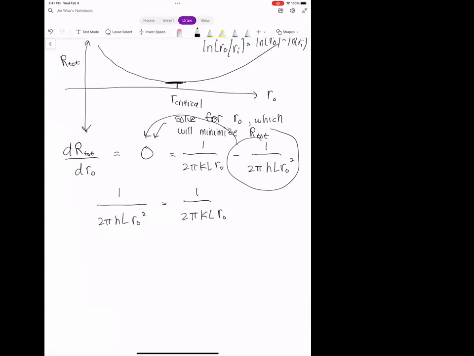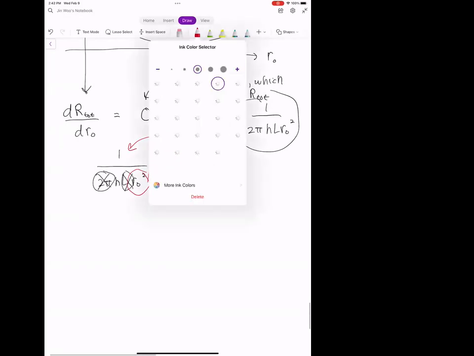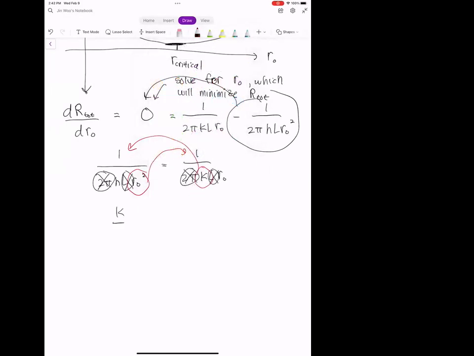Okay, so now we have this equation and a bunch of these terms are going to cancel out. You can see here we have 2 pi on both sides, so those are just naturally going to go away. We have an L on both sides, so those cancel out with each other. I'm going to take this RO squared on the bottom and multiply both sides by it so it comes out on top. Then this K right here, I'm going to multiply it to the left side so it pops up right there. If we do all of those things, we get K over H is equal to RO squared divided by RO. Of course, that's going to cancel out, and so we get RO, where the RO is the critical RO, is the ratio of the thermal conductivity and the convection coefficient.